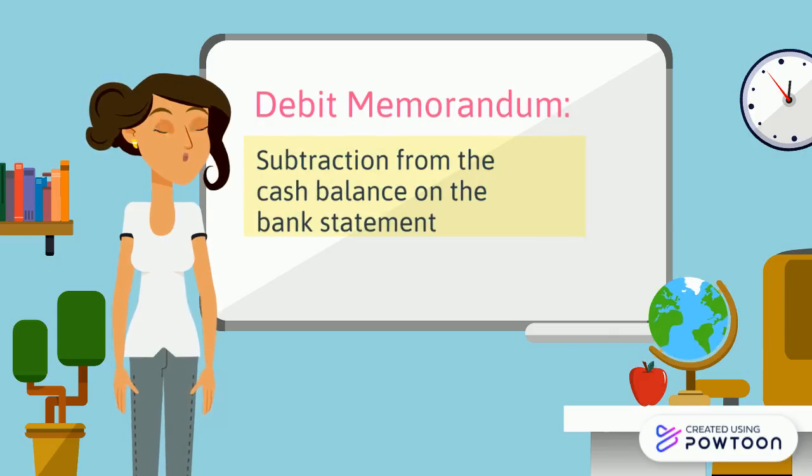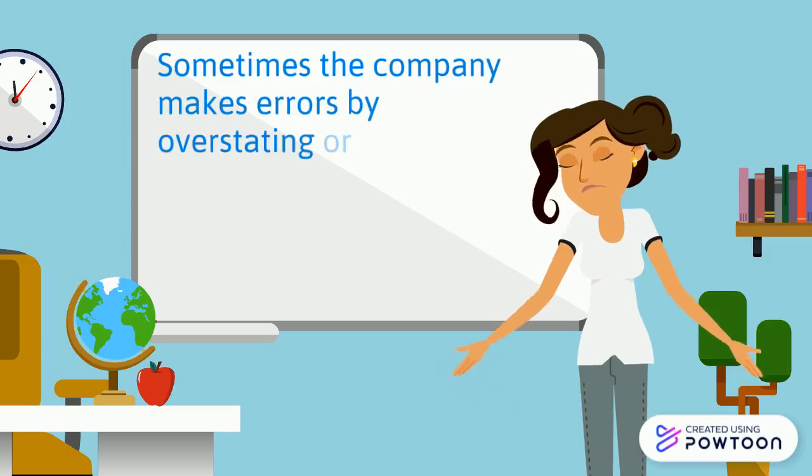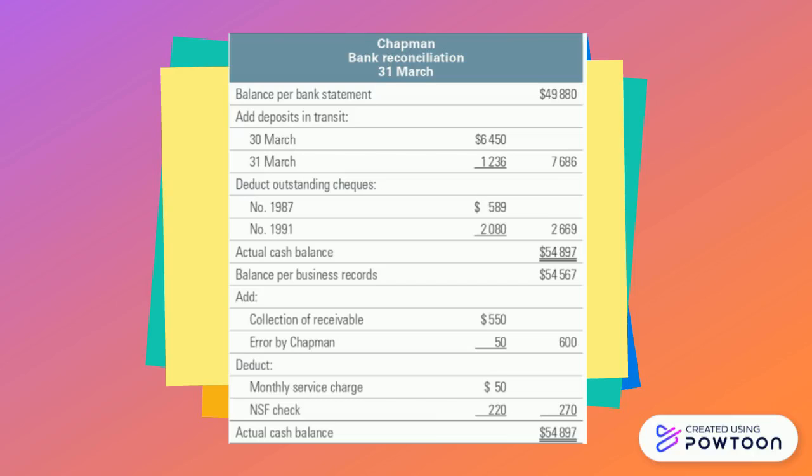Debit memoranda occur from bank service charge fees or checks that are returned for insufficient funds. These transactions need to be subtracted from the company's book balance. Companies may mistakenly over or understate amounts of checks they have previously recorded. These also need to be added or subtracted from the book balance. The resulting cash balance should be equal to the actual cash balance adjusted from the bank statement.